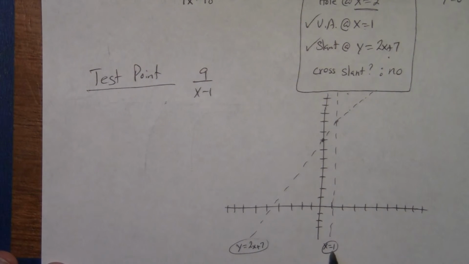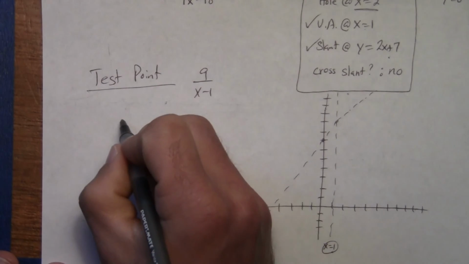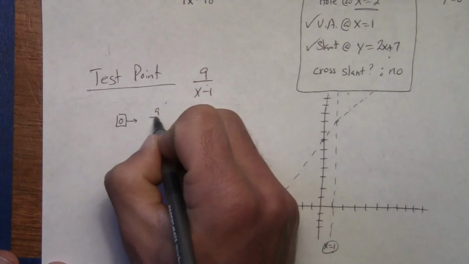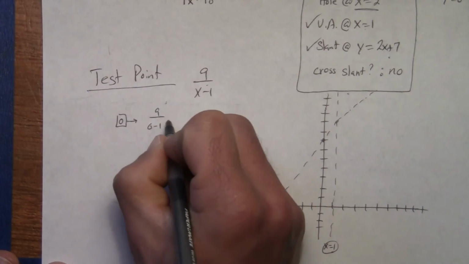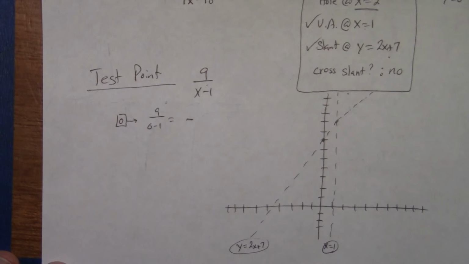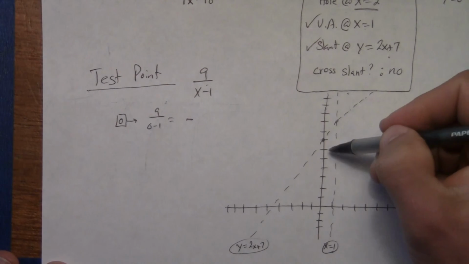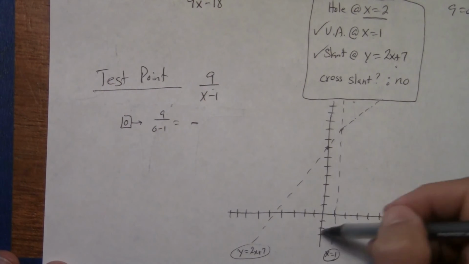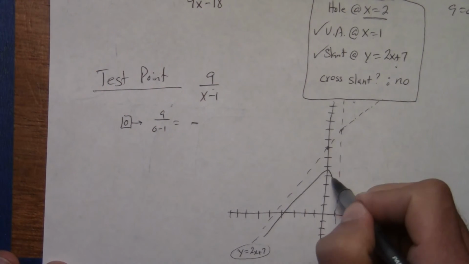So I'm going to pick a number to the left of 1, and I'm going to pick 0. And if I plug that in here, I'm going to end up with 9 over 0 minus 1. Really all I care about is if this is positive or negative. It's a negative number. So I know that it's below the slant asymptote. I'm to the left and below. I'm in this little window here. So my curve looks something like that.